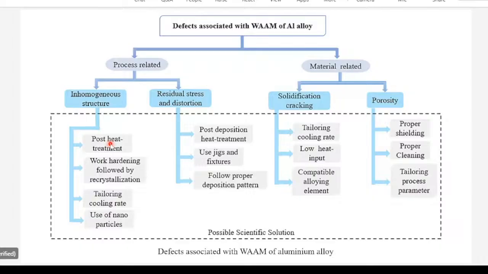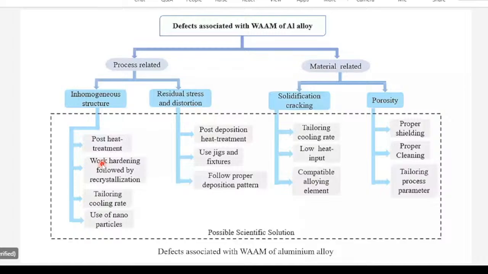After welding also we have to do post heat treatment. The same as in VAM also, we can fabricate and do post heat treatment processes. Another solution is work hardening followed by recrystallization, and then tailoring the cooling rate. We can control the cooling rate. And another solution is the use of nanoparticles. Nanoparticles also help in homogeneity.